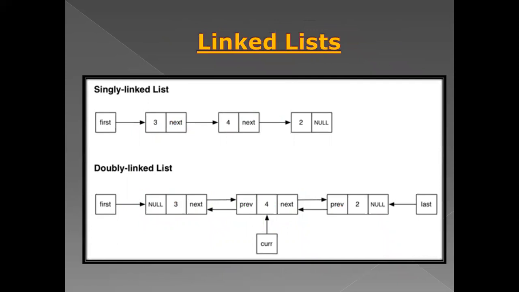After that, we have a linked list. So what are linked lists? They are of two types, singly linked list and doubly linked list. So what is this? This is basically one node.